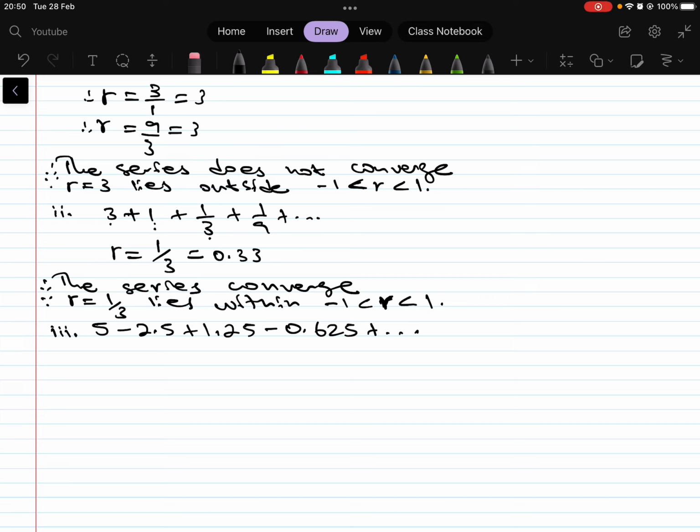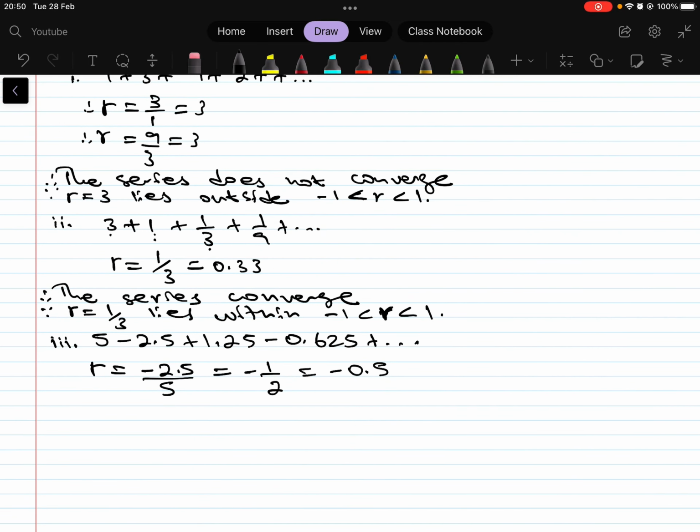Again, the same question. Does the series converge or not? By now you know the game plan. What is -2.5 divided by 5? It's actually -1 over 2, which is basically -0.5. -0.5 is actually between -1 and 1. So therefore, the series converges because R equals -1 over 2. It lies within -1 and 1.